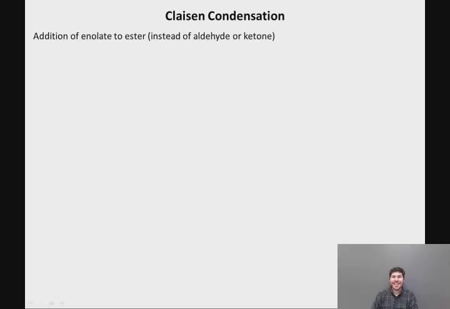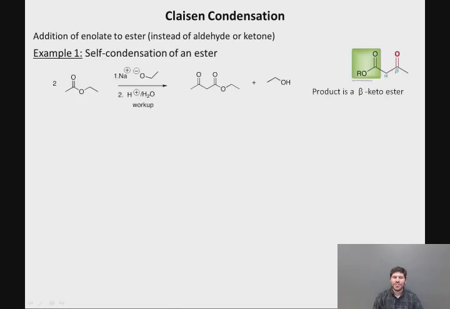We now turn our attention towards the Claisen condensation, which is the addition of an enolate to an ester instead of to an aldehyde or a ketone. So here's an example of the classic Claisen condensation, which is the self-condensation of an ester.